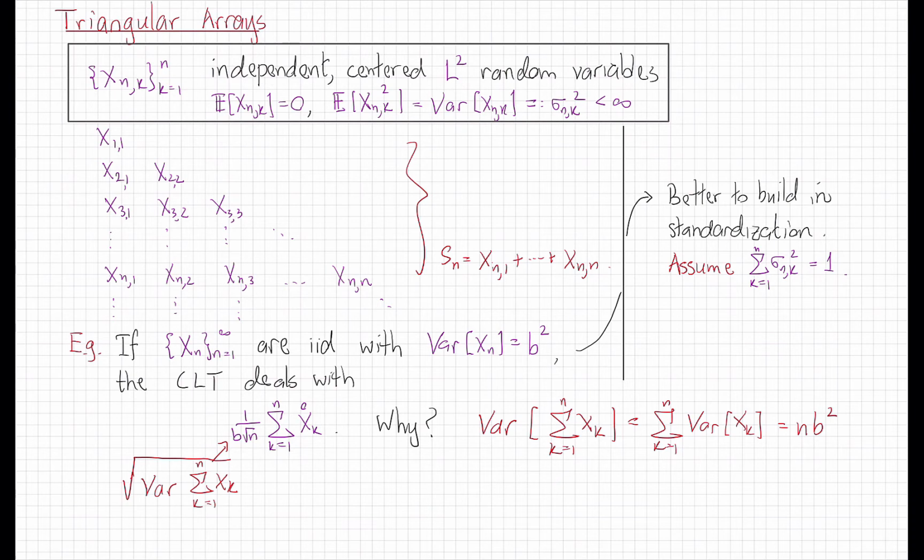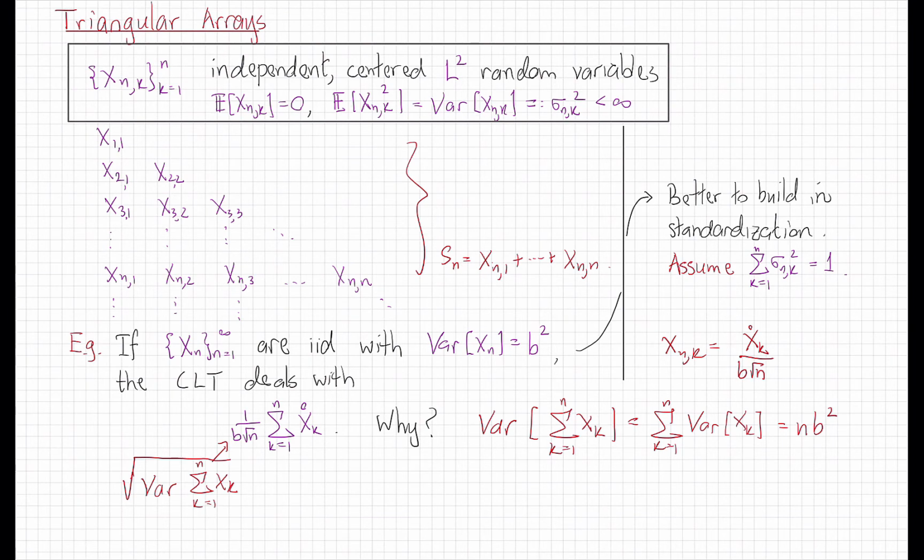Using the triangular array approach, we'd just be setting x_nk to be the centered version of x_k divided by b times square root of n. And in so doing, we've arranged it so that the variances of these sum up to 1. That's going to be our standing normalization, that the variances in a triangular array will add up to 1 along each row. That means that we are standardizing the sums in each row to start with, and so a central limit theorem for a triangular array will be a statement of the form S_n converges in distribution to a Gaussian.